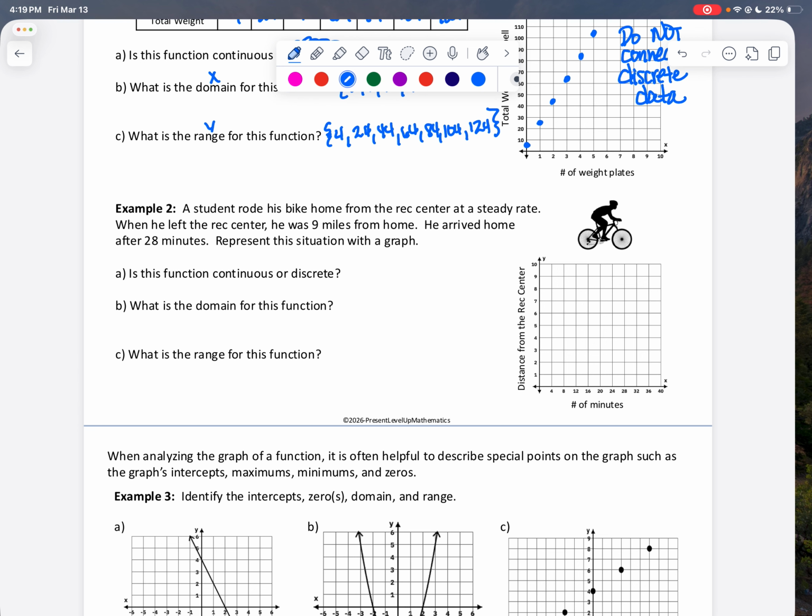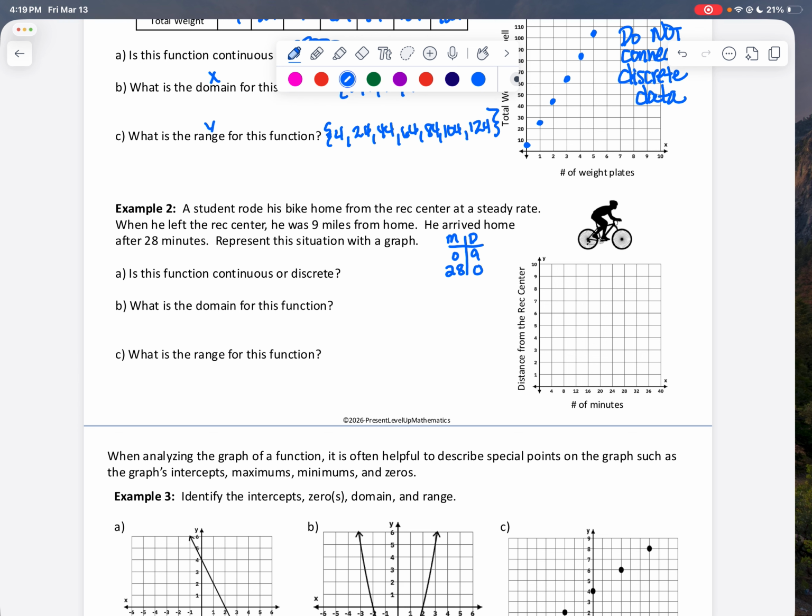So to represent it with a graph, let's represent it with a table first. Let the x-axis be our number of minutes, and we'll let the y-axis be the distance from home. When he left the rec center, at time 0, he was 9 miles away from home. And then he arrived at home after 28 minutes. So when the minutes were 28, his distance from home was 0 miles.